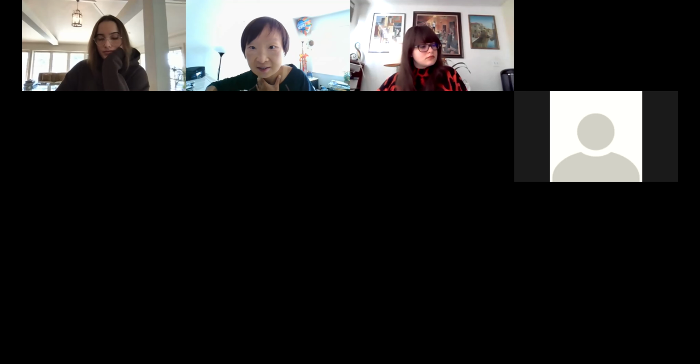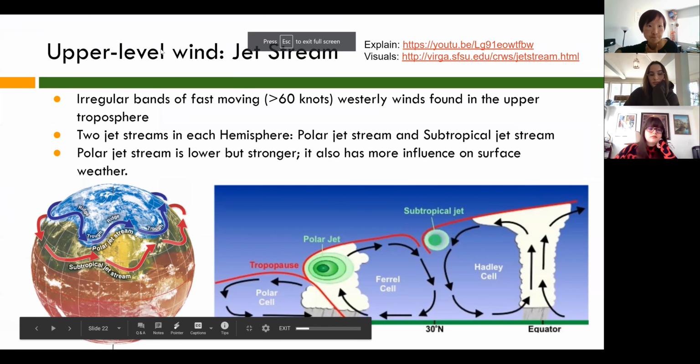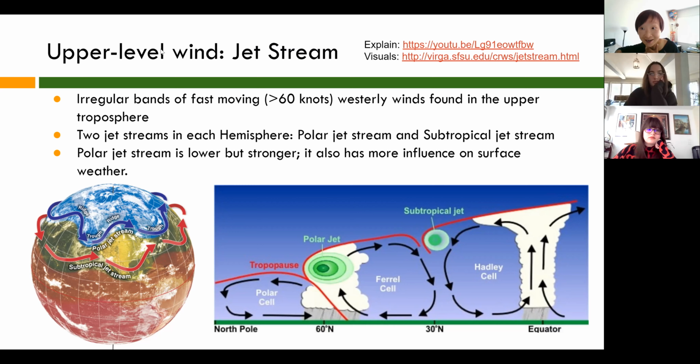Let me share first. Okay, then let's talk about the jet stream. Let me share the picture, share the screen. Okay, here we go. So this so-called jet stream, let me present. That is your upper level airflow. We actually have 2 jets in each hemisphere. So you have 2 in the northern hemisphere, you have 2 in the southern hemisphere. So in total you have 4.